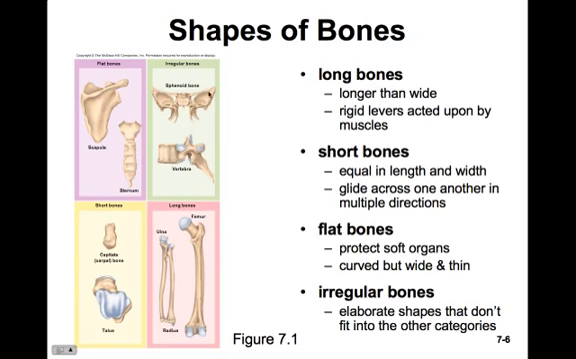Irregular bones, well, that sort of describes them pretty well. They're bones of elaborate shapes that don't really fit into any of the other categories. We'll be introduced soon to the sphenoid bone in the skull, and vertebrae in our vertebral column are irregular bones.